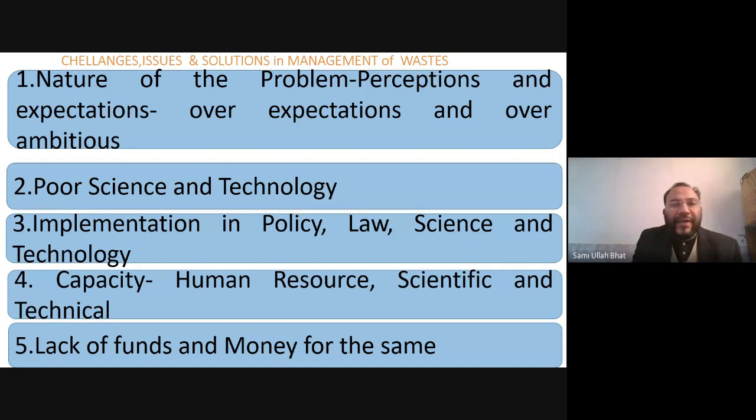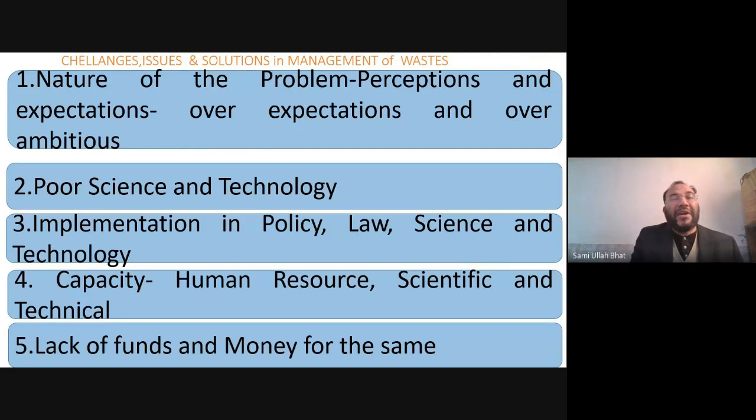Having given the narrative about the context of this, I will give the last 8 minutes to this. Now, what are the challenges, issues, and solutions in the management of this? First, we need to understand the nature of the problem. The nature of the problem is that this is a big world.